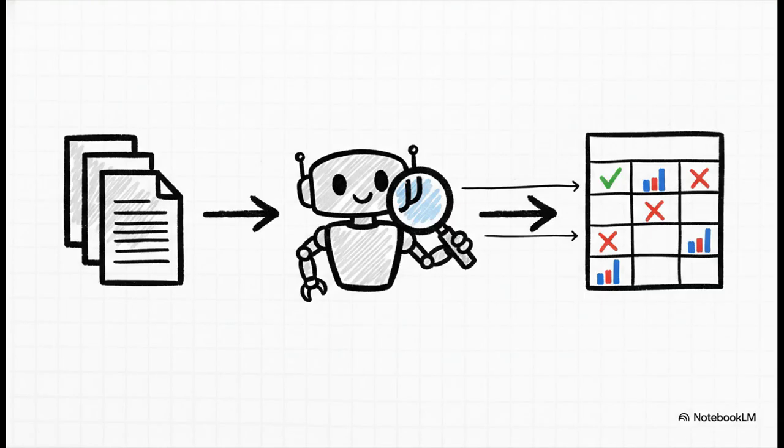Just picture this for a second. You do a search, and instead of just a list of blue links, the AI goes out and reads the top 10 articles for you. And for every single one, it pulls out the main finding, maybe the method they used, and puts it all into a nice, clean table. That is the magic of sequential summarization.